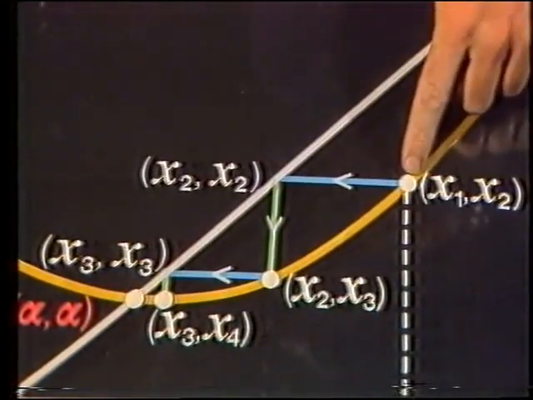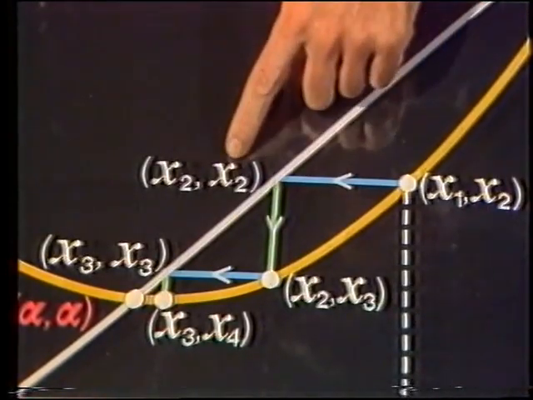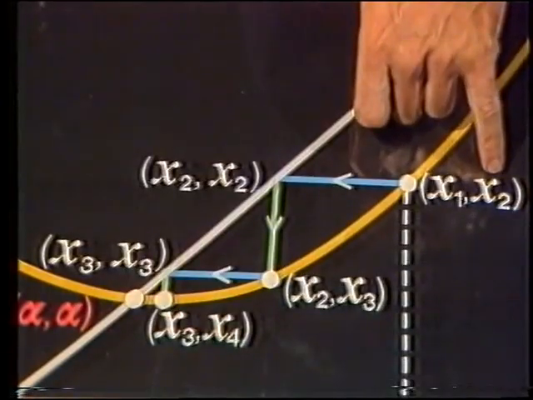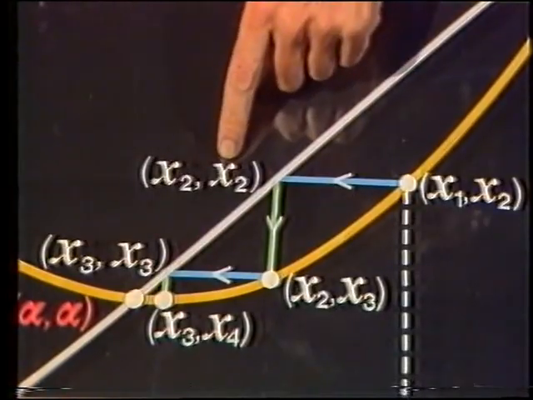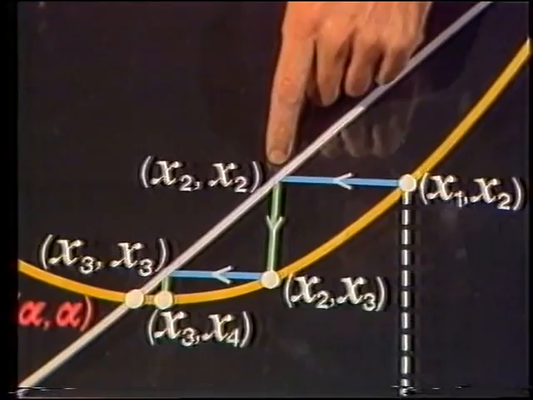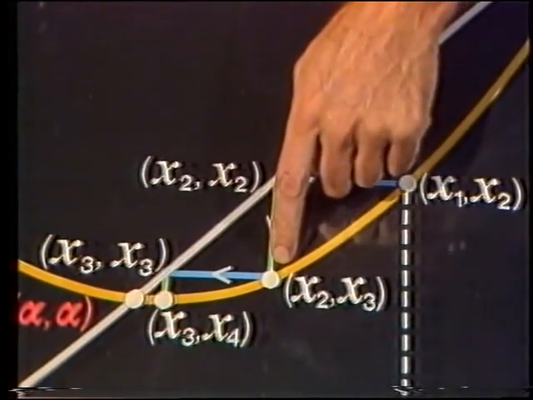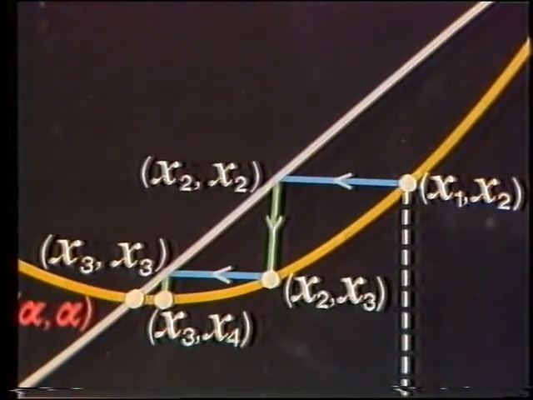From (x1, x2), we move horizontally to get a point on the line y equals x. Its y-coordinate is the same as this y-coordinate. It's x2. And because it's on the line y equals x, its x-coordinate must be the same as its y-coordinate. It must be x2 also. Now, vertically, we move back to the curve again. And that gives a point with x-coordinate x2. So we've transferred the x2 from being a y-coordinate to being an x-coordinate.